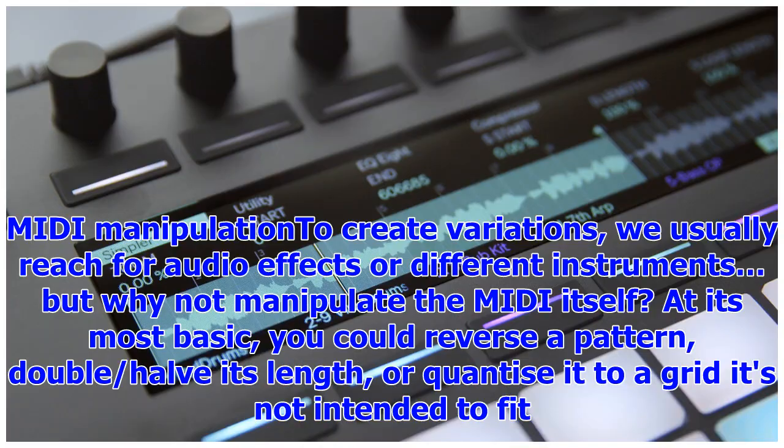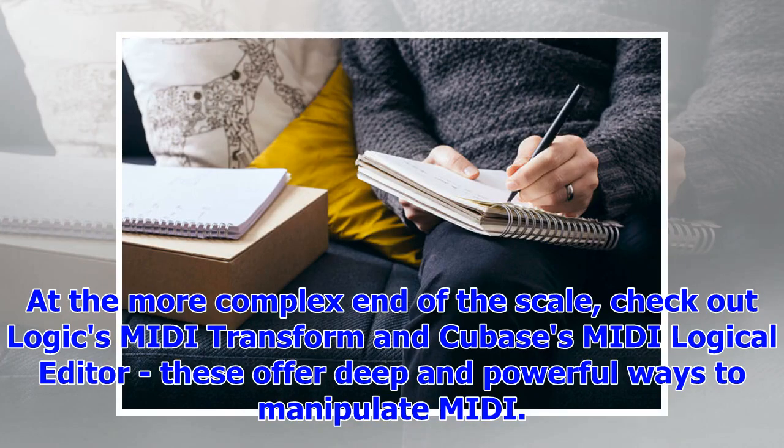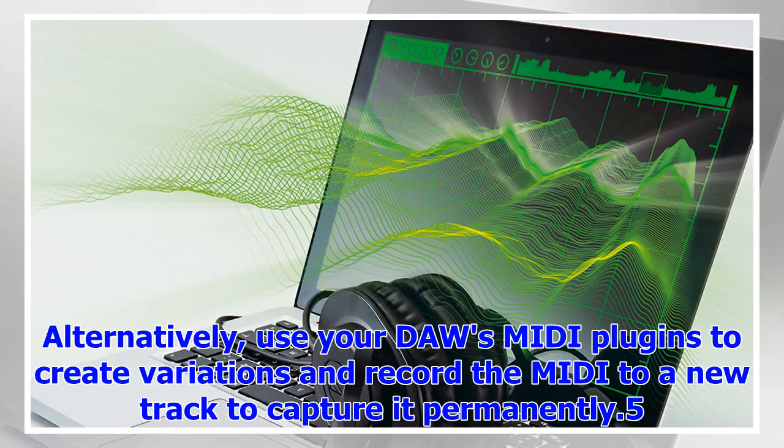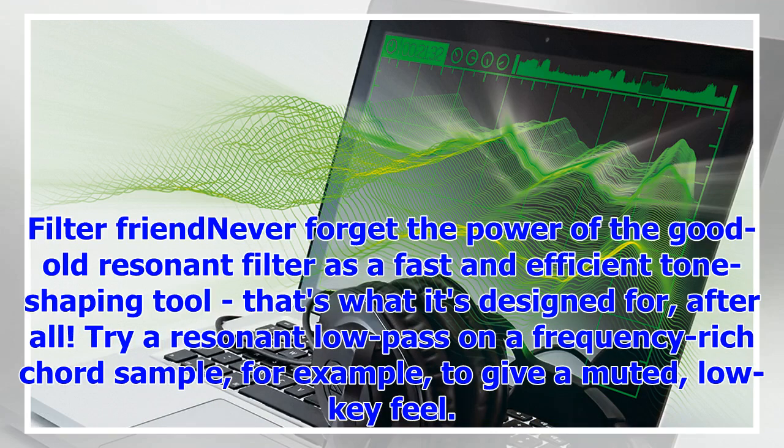Point 4. MIDI manipulation. To create variations, we usually reach for audio effects or different instruments, but why not manipulate the MIDI itself? At its most basic, you could reverse a pattern, double or halve its length, or quantize it to a grid it's not intended to fit. At the more complex end of the scale, check out Logic's MIDI Transform and Cubase's MIDI Logical Editor. These offer deep and powerful ways to manipulate MIDI. Alternatively, use your DAW's MIDI plugins to create variations and record the MIDI to a new track to capture it permanently.